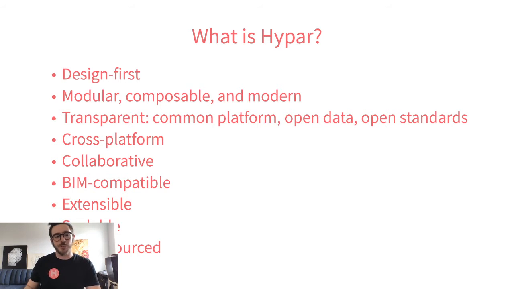It's modular, composable, and modern. We're really trying to make the experience of building generative design systems on Hypar take advantage of all of the latest and greatest techniques of software development. Hypar is transparent. We rely on a common platform. We use a lot of open data, open standards, and where possible, even open source. A lot of the core code of Hypar's BIM library elements is, in fact, all of that library is open source. We're cross-platform, collaborative. We integrate well with BIM and other BIM platforms.